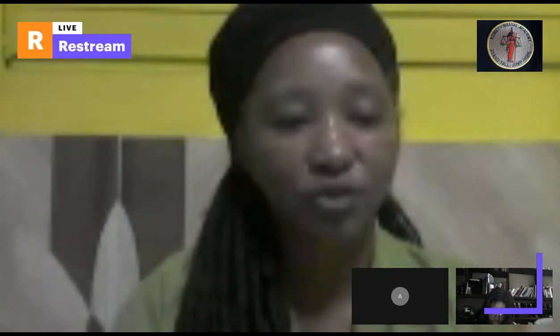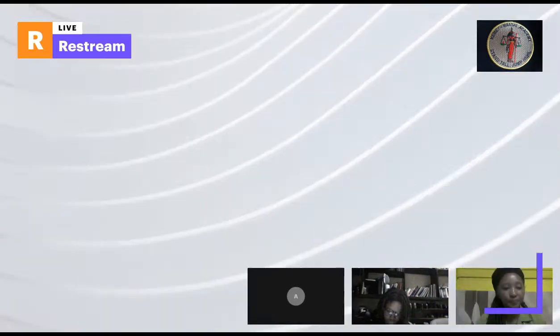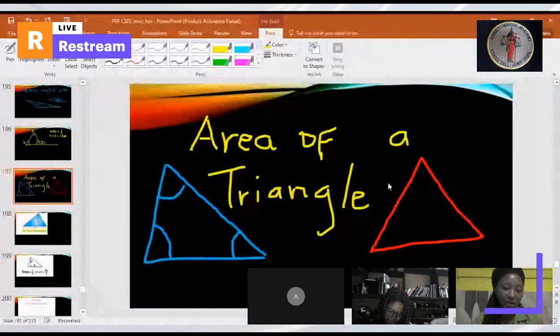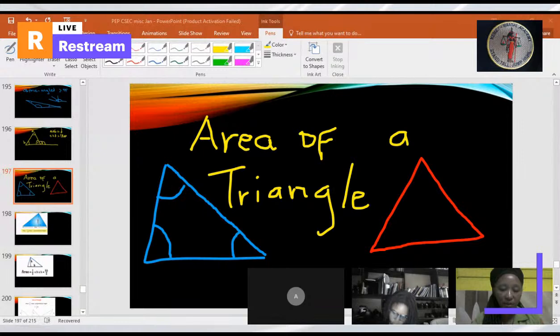I'm going to share my screen now. Sharing my screen. Area of the triangle. Let me check if it's showing now. So there we have it, area of a triangle.